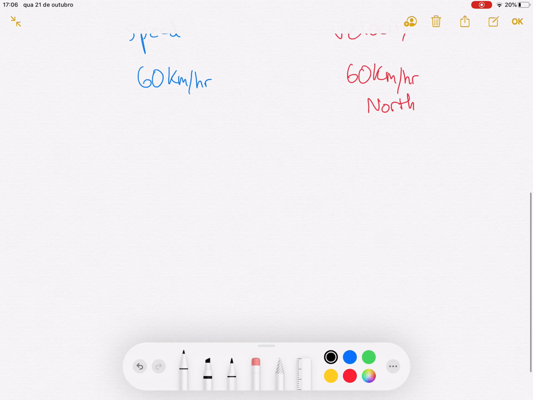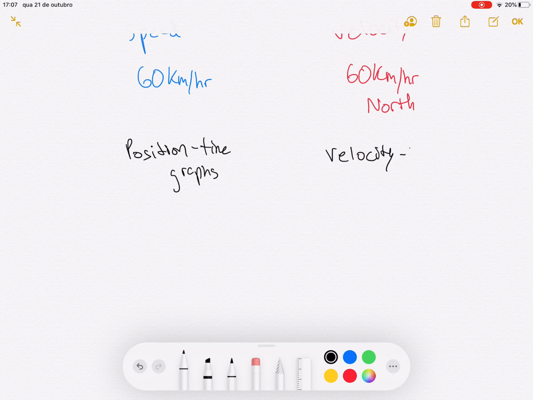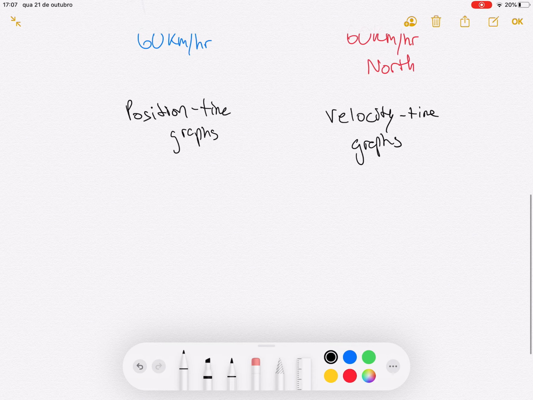Then you have two types of graphs: position time graphs and velocity time graphs. The difference between them is in the name. This one talks about position, and this one talks about velocity.